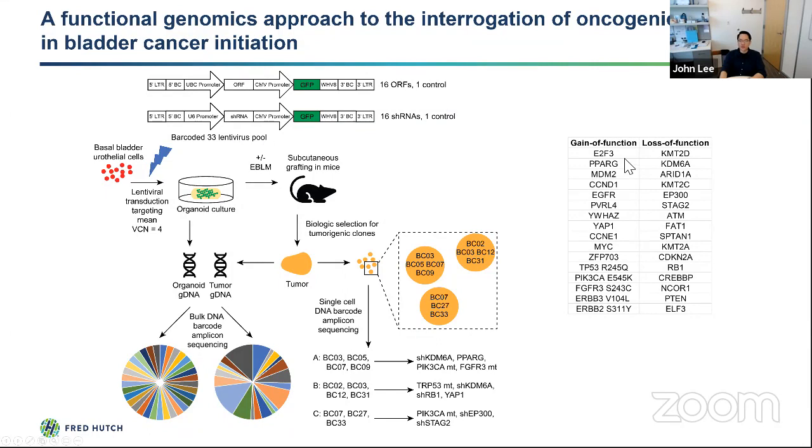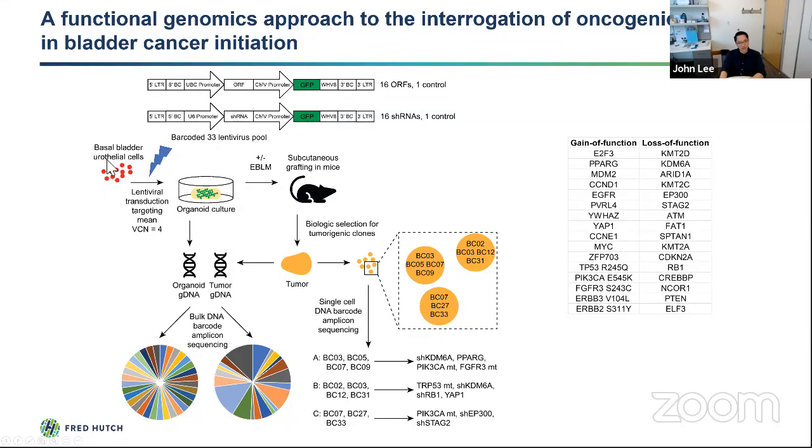Over on the right, you can see the various gain of function and loss of function genes that we are studying. These were selected just based on the frequency at which they occurred in human bladder cancer. And we set a general cutoff of around 5%.